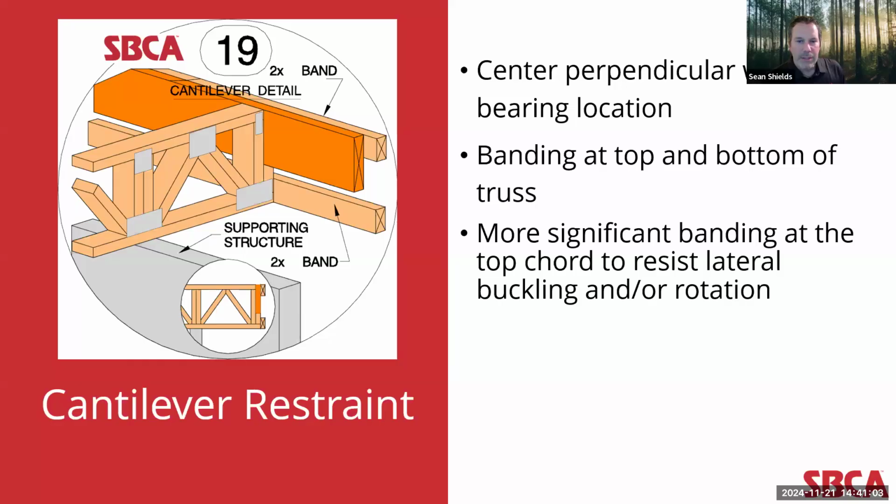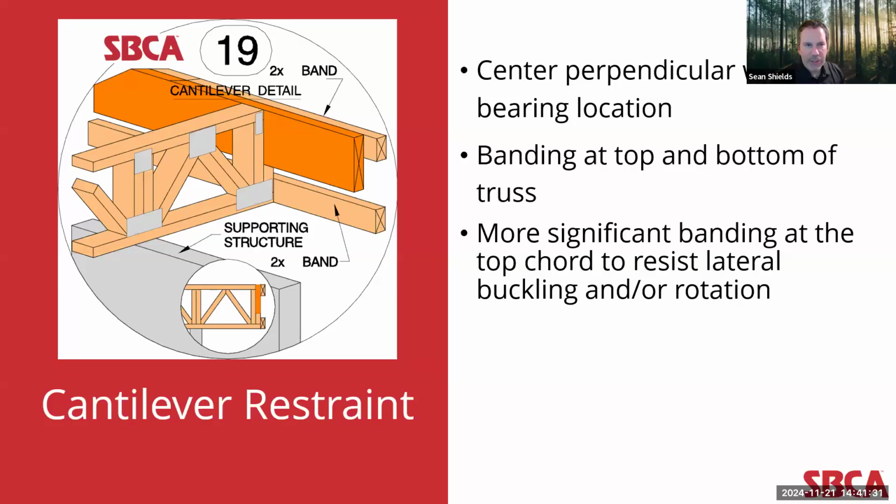Now, the key to this cantilever design in number 19 is to maximize bearing over the intended perpendicular webs to adequately transfer both the compression forces at the bottom chord and the tension forces at the top throughout the rest of the truss. Also, because the truss is cantilevered, the truss will be designed with banding at both the top and bottom of the truss to provide lateral restraint.